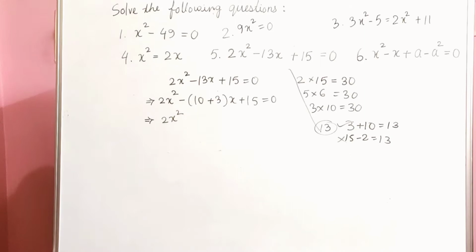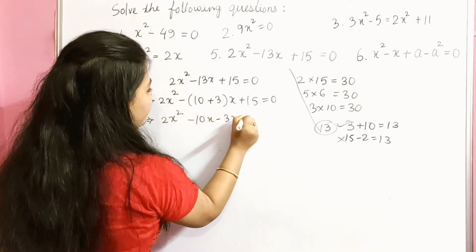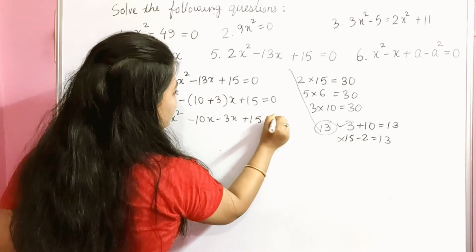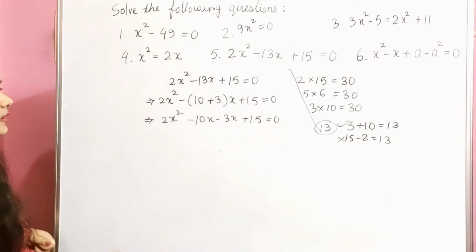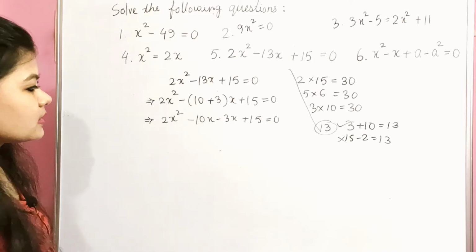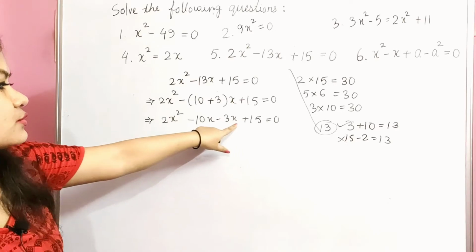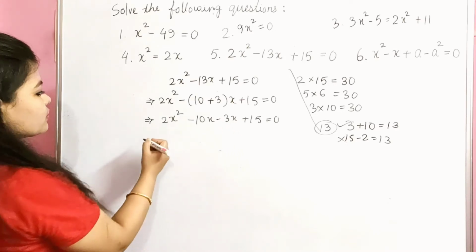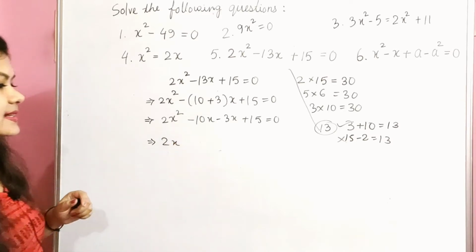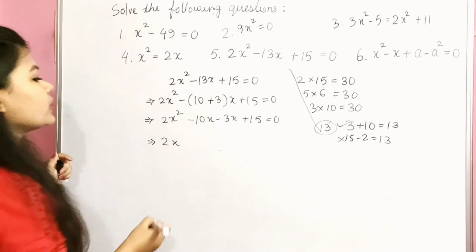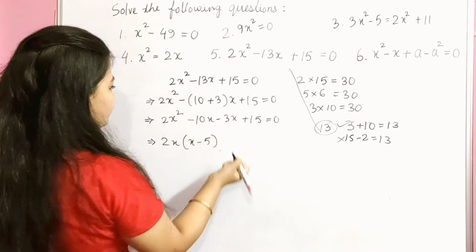Now remove the brackets. It becomes 10x² minus 3x plus 15 equal to 0. Now we need to find the common value between the first two terms and the last two terms. From the first two terms, we can see that 2x is common. So we take the common 2x, and the remaining value is x minus 5.